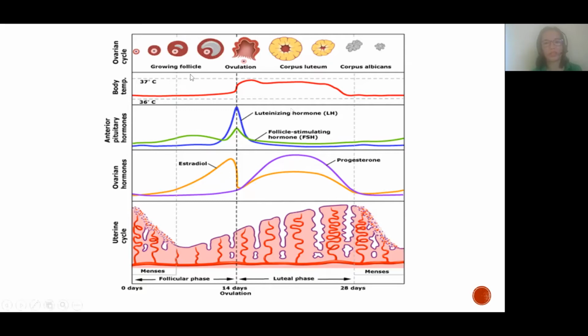You see here in the ovarian cycle the changes in the ovary as it prepares the egg. You see the word follicle, and you have the corpus luteum. Later you will see that the ovarian cycle is divided into two phases, the follicular phase and the luteal phase, because it has something to do with the follicle and the corpus luteum.